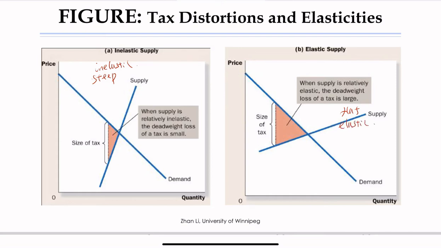So now let's compare the deadweight loss under these two different kinds of supply curves. Basically you can see that when supply is relatively elastic, the deadweight loss is actually larger. So you're comparing this one with this one. And obviously the deadweight loss in graph B is larger, and in graph B, we have a more elastic supply.